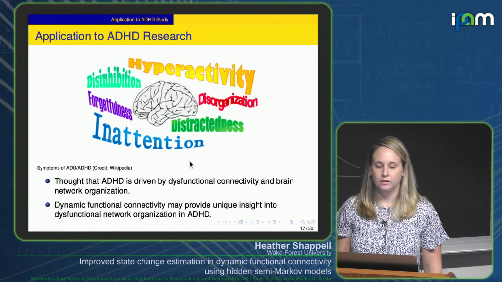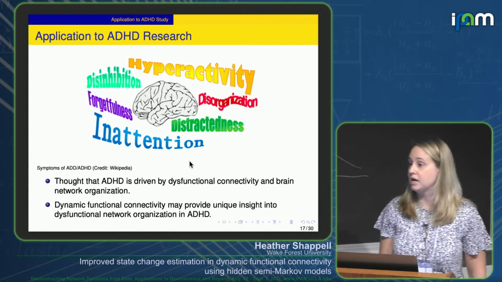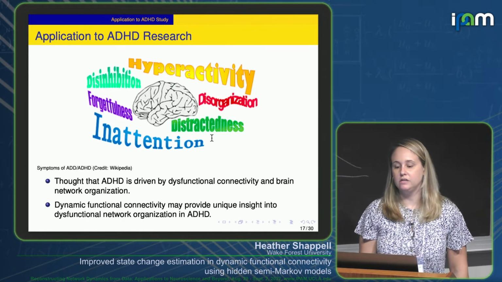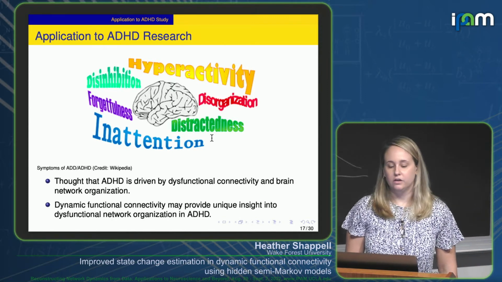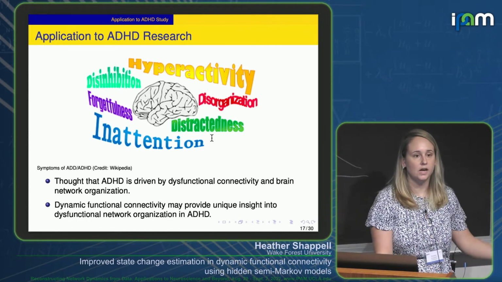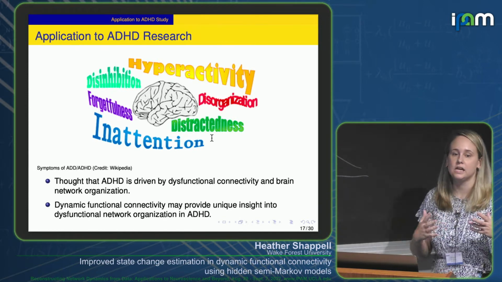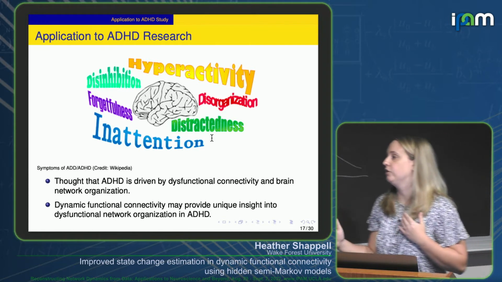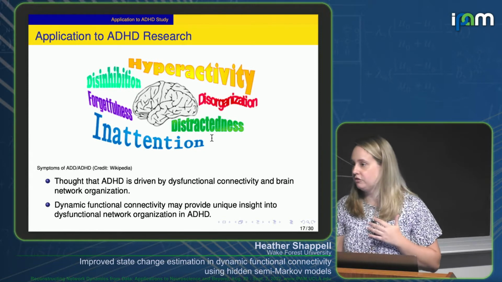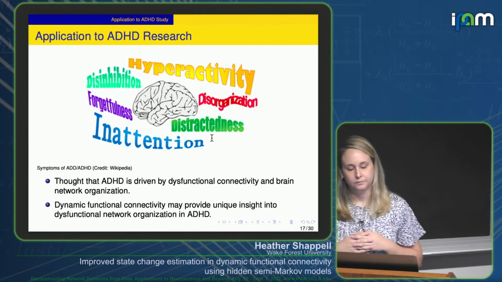So it is thought that ADHD is driven by dysfunctional connectivity and brain network organization. Right? And here are some of the characteristics of ADHD: hyperactivity, disorganization, inattention, forgetfulness, right? And the collaborators thought dynamic connectivity might provide unique insight because maybe children or people with ADHD have trouble staying in a certain attentive state before possibly they jump out of it too soon, and that's why they have trouble with inattention or keeping their attention, right?